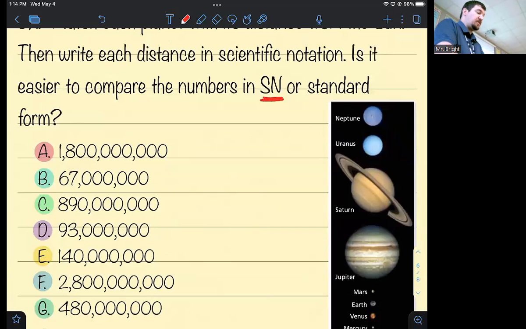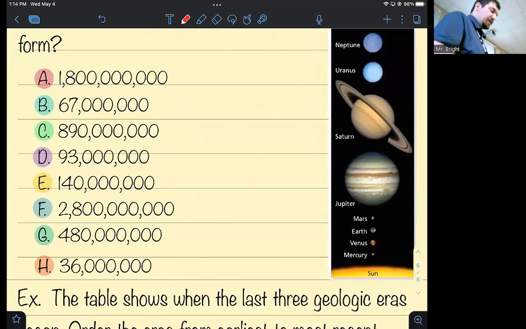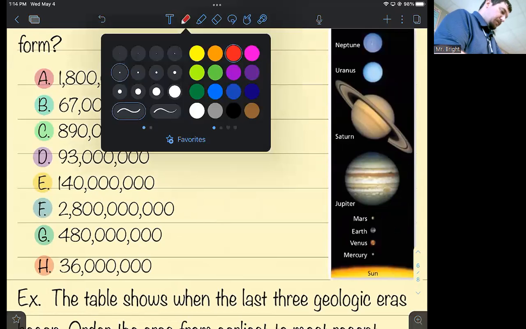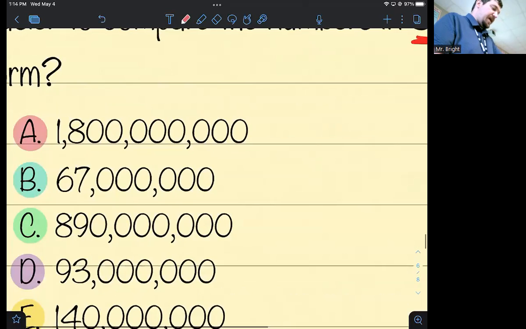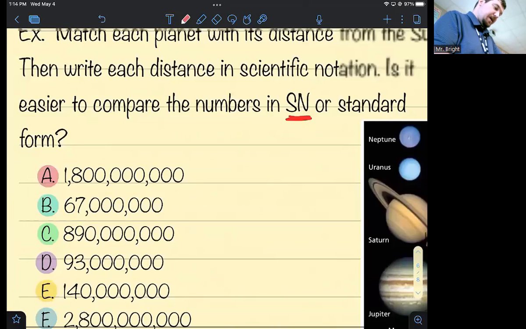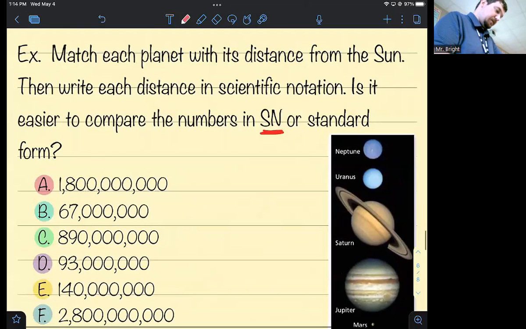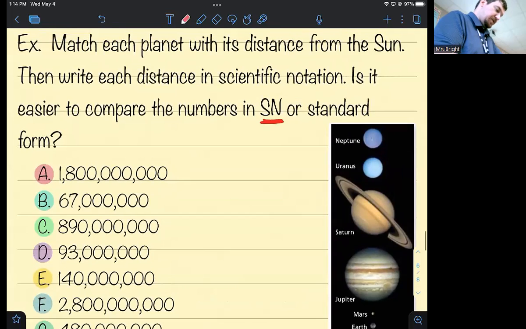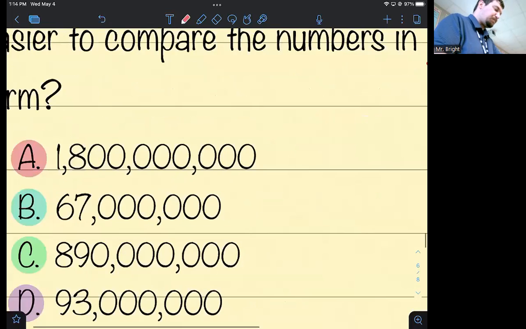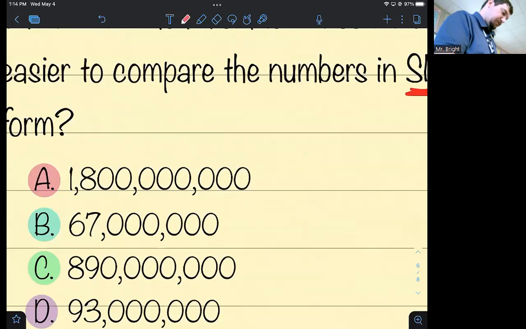So why don't we write these all in scientific notation? Then maybe we could match them with the planets. That might be easier here. So planet A is 1,800,000,000. I want to say miles, kilometers, miles. I don't know if it says, so we'll just assume it's miles, I guess. Maddox, give me that number in scientific notation. 1.8.